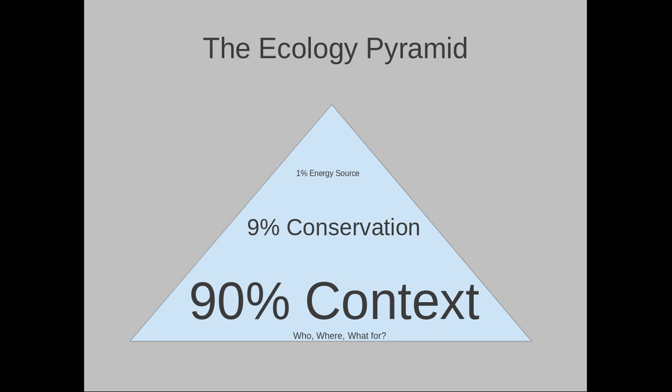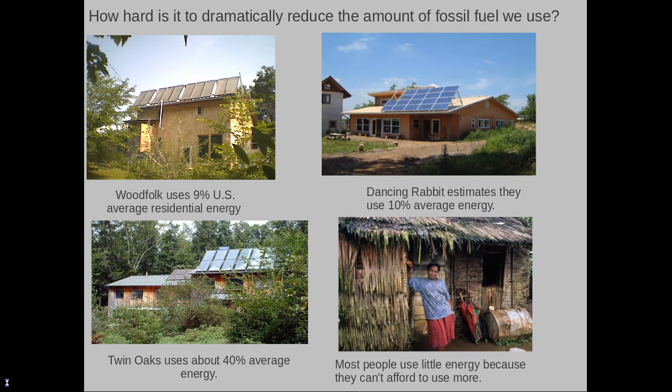What does that mean in the real world? That means that renewable energy is really well suited to village-level use, community-level use, and really badly suited to individual-level use, private houses, private cars, that sort of thing. How hard is it to dramatically reduce the amount of fossil fuel we use? Not too hard if we're looking at it realistically in terms of what actually works, and what actually works is community village-level use. So here's a few pictures.